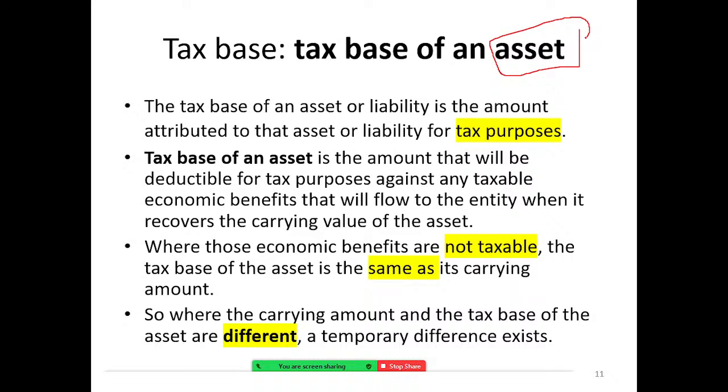The tax base of an asset or liability is the amount attributed to that asset or liability for tax purposes. From the accountant's point of view, we call it the carrying value or carrying amount. In the view of tax authorities, it's called the tax base. Tax base equals cost minus accumulated capital allowances.